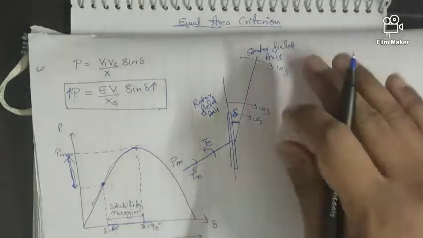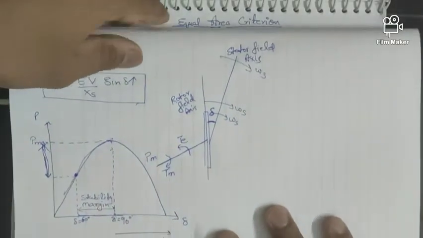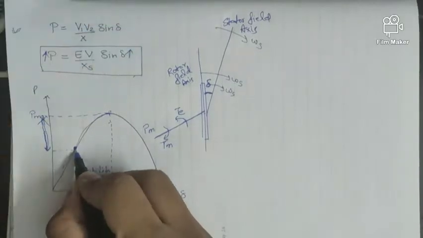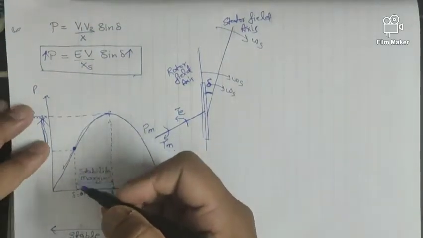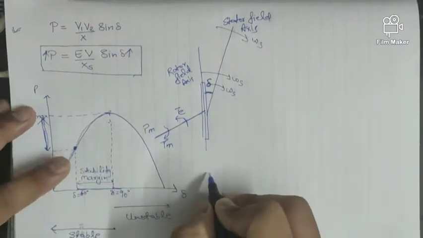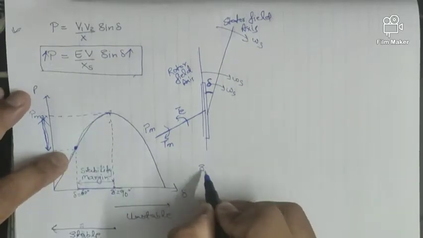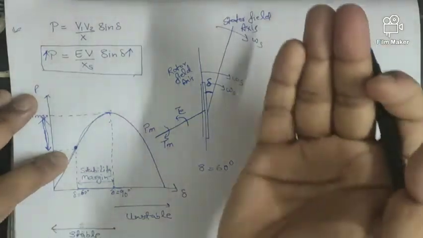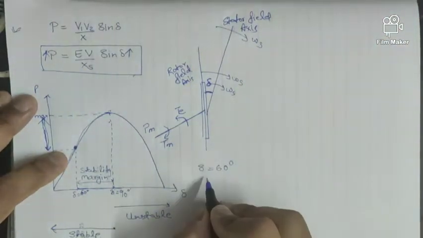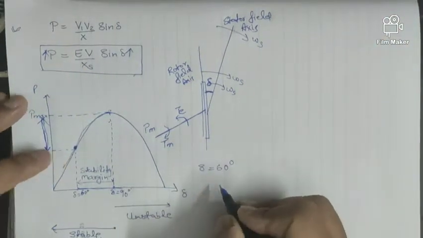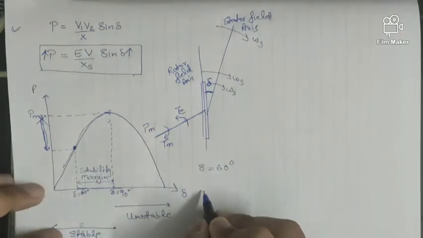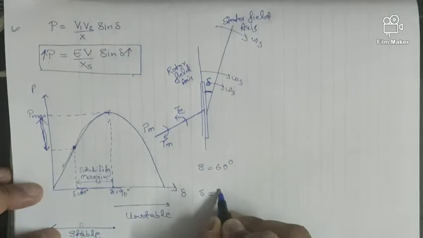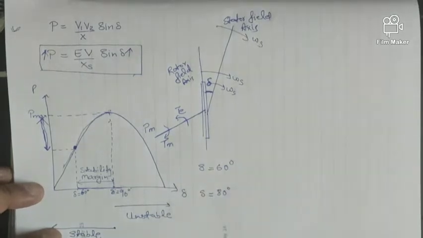So if this machine is operating at some angle during steady state operation, suppose there is no disturbance and this machine is operating at delta equal to 60 degrees. Suppose some disturbance occurs in the form of a sudden increase in load. Then this angle will increase due to the increase in electrical output, and it will reach 80 degrees after this disturbance gets over.